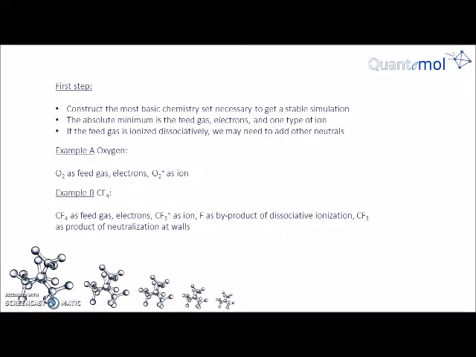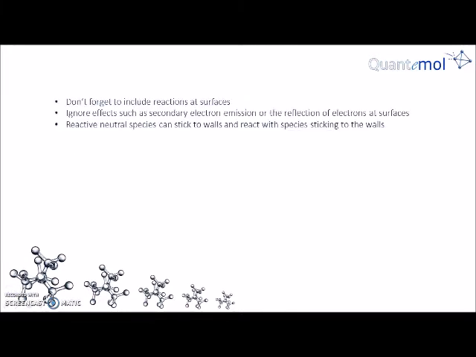Example B, CF4: CF4 as feed gas, electrons, CF3+ as ion, F as a byproduct of dissociative ionization, CF3 as product of neutralization at walls. We should also not forget to include reactions at surfaces.